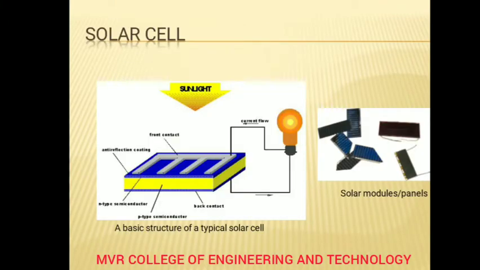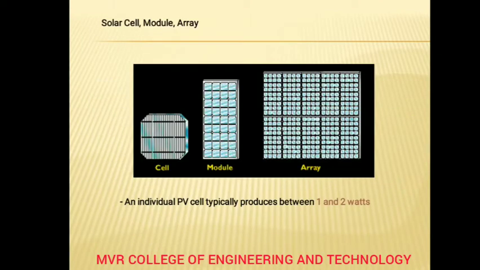You can see the basic structure of the solar cell. We are going to see about the solar cell. I have already told you there is N-type semiconductor and P-type semiconductor, back contact, anti-reflection coating, and front contact, and current flow. There are different types of solar module panels. You can see this solar cell, module, array. An individual PV cell typically produces between 1 and 2 watts.